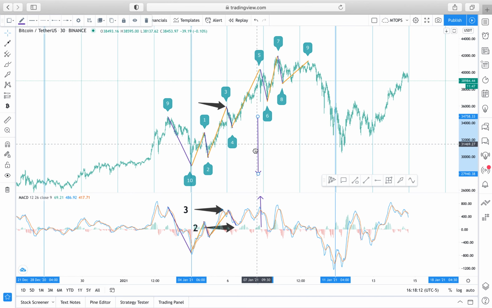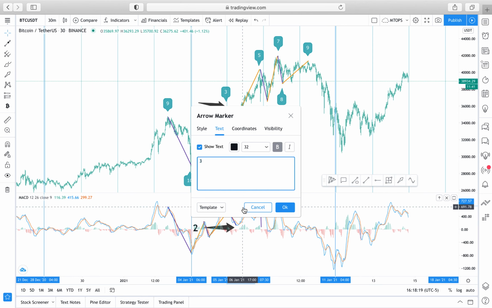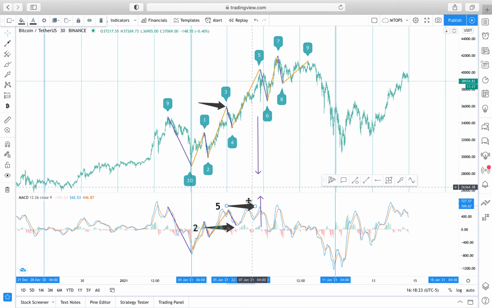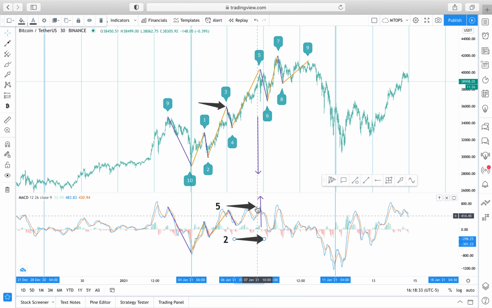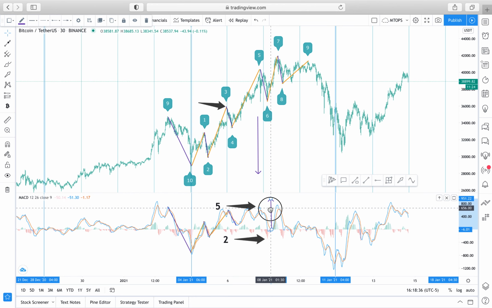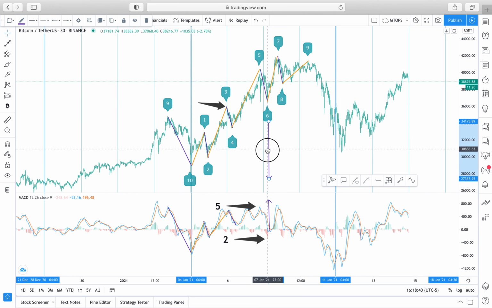And that's where 5 actually formed. So 5 didn't form there, it formed there. And thanks to the other forecasting tools in the MTOPS system, we would have been well aware with the time projection and the price projection that this wasn't going to be the turning point. I'm pretty sure I don't need to continue. You guys have seen exactly how this works and how it will work for you.